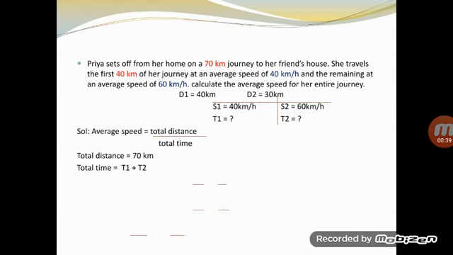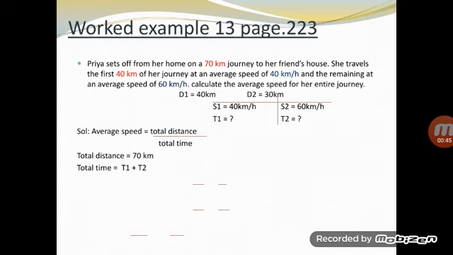Let's solve an example from the book, page number 223. Priya set off from her home on a 70-kilometer journey to her friend's house. She traveled the first 40 kilometers of her journey at an average speed of 40 kilometers per hour, and the remaining at an average speed of 60 km per hour. Calculate the average speed for her entire journey.